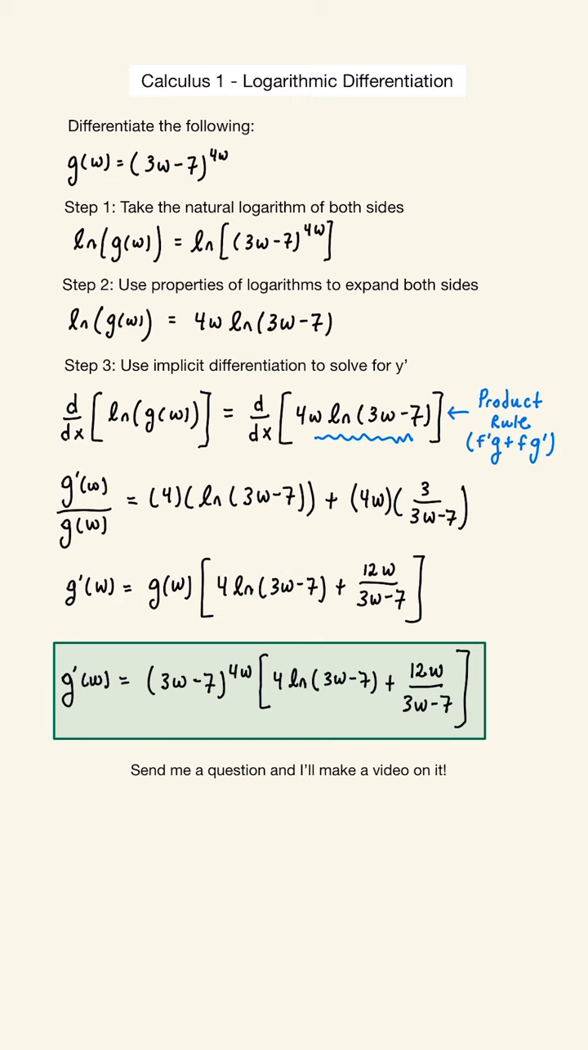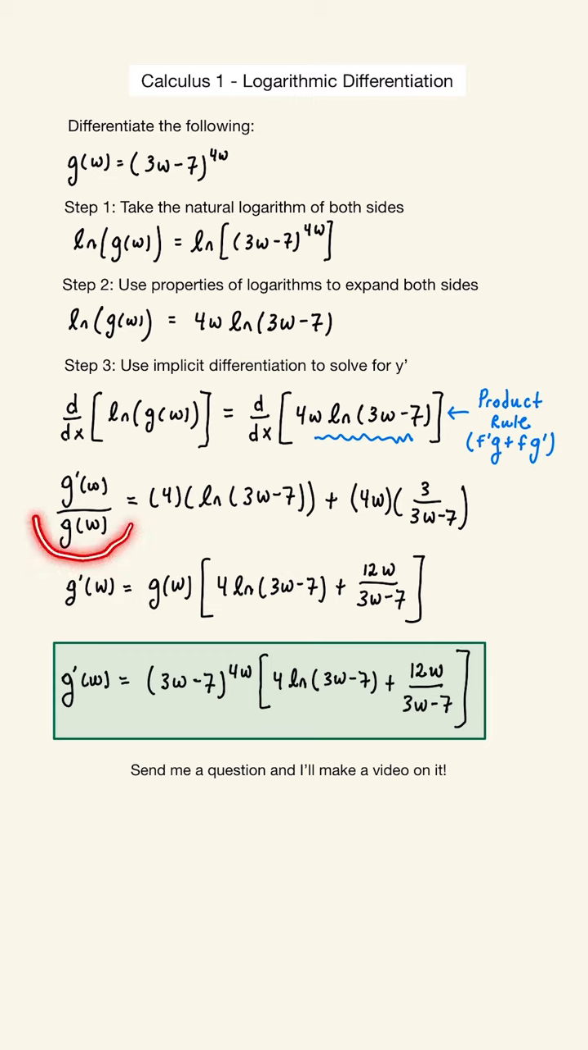So here we have d dx of ln of g of w, which is going to be equal to d dx of 4w ln of 3w minus 7. And when we look at this term on the right, we know that this is a product rule since we have a function which is multiplied by another function. And so we can go ahead and start our derivative process.